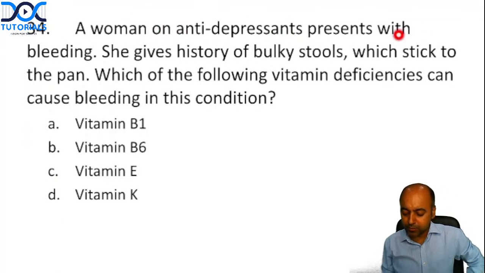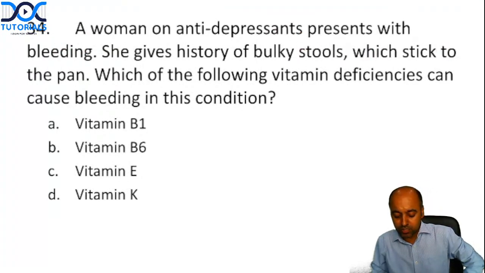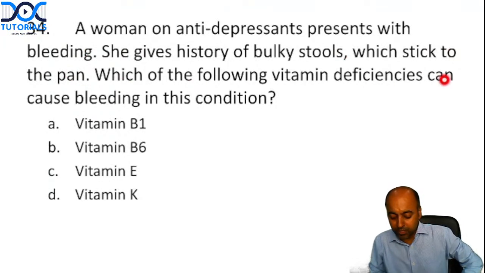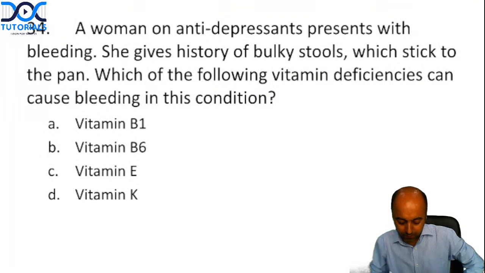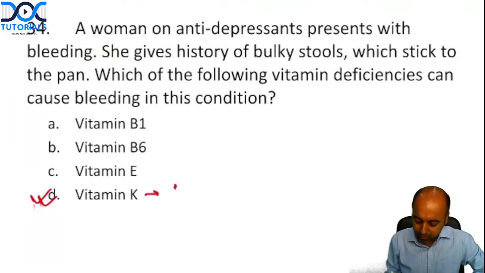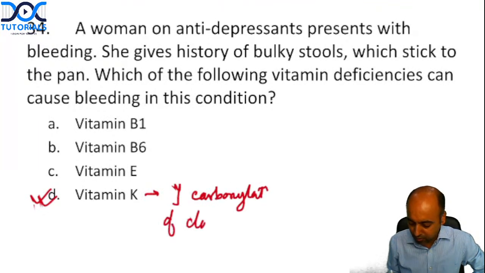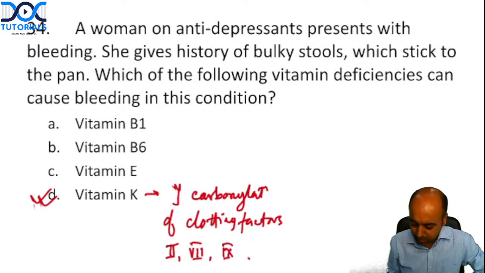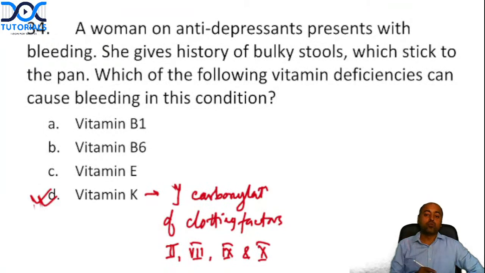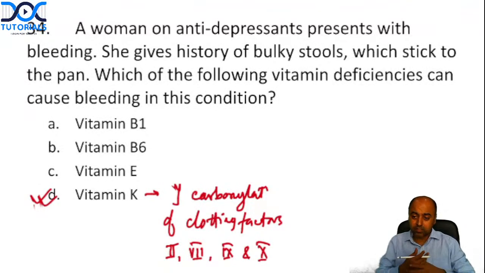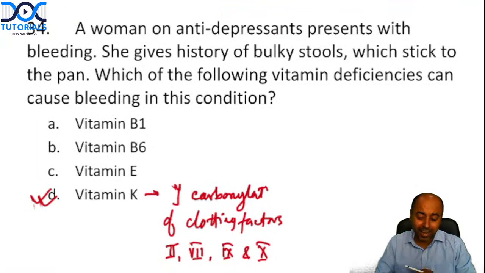A woman on antidepressant presents with bleeding. Bleeding means the vitamin K. She gives history of bulky stool which sticks to the pan. Which of the following vitamin deficiency can cause bleeding in this condition? Vitamin K is required for gamma carboxylation of the clotting factors. Which clotting factors? Factors 2, 7, 9 and 10 are the factors for which the activation by vitamin K is required.